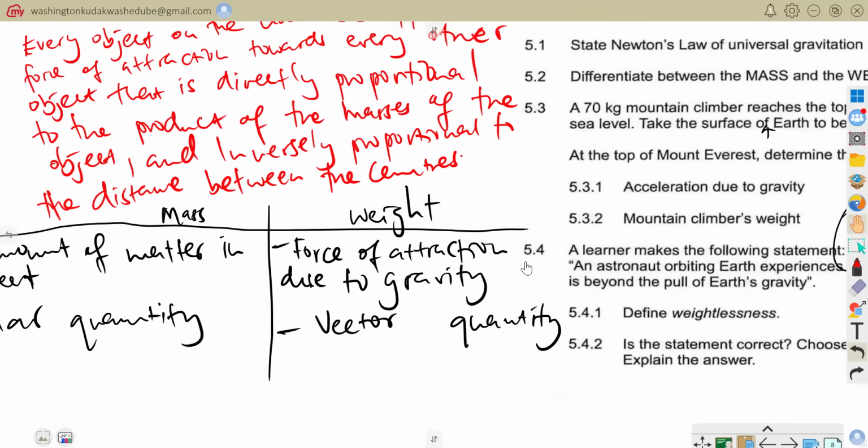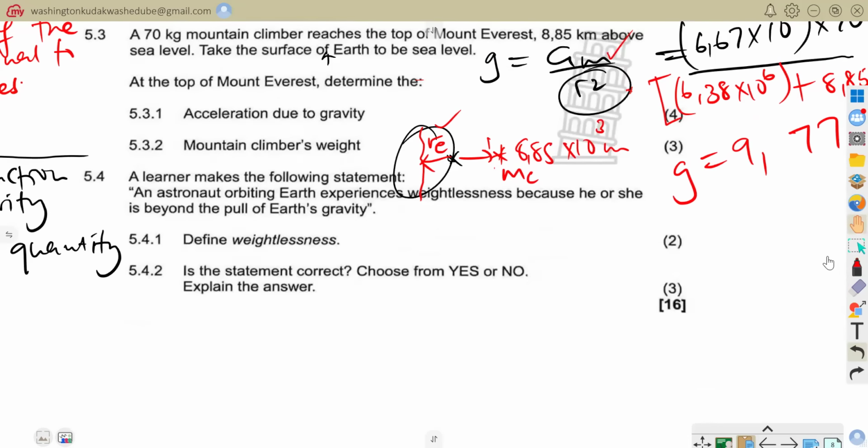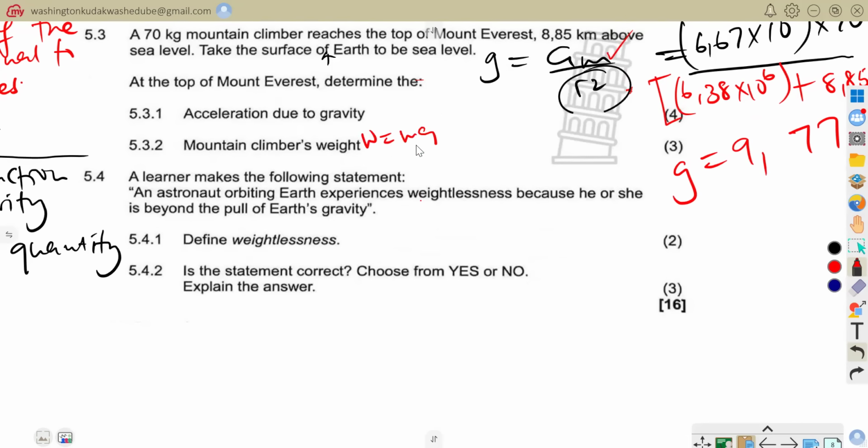So at some point I would actually get to say, now let's do what? They're now saying calculate the climber's weight. Now you know the gravitational acceleration. You can just calculate the climber's weight by saying W is equal to mg, which is given by the mass 70 kgs times the gravitational acceleration 9.77. And that gives you your weight in newtons, which should be equal to 683.90 newtons. That is how you calculate that weight.